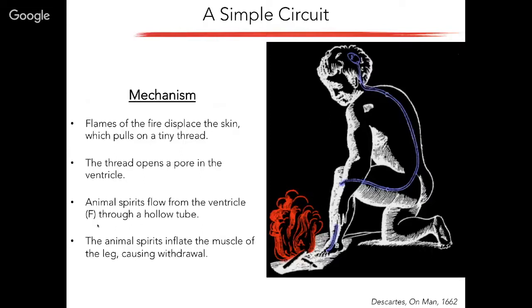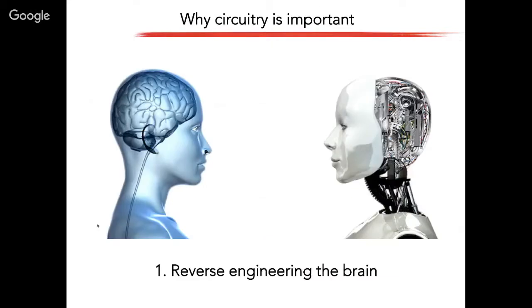But nevertheless, I think Descartes did make an important move forward here by actually writing down a potential circuit that we could, in principle, copy and use to build a brain. And I think that's the goal of many of us working on this. So why is circuitry important? Again, I don't need to belabor that point for this group. I'll just say that we want to be able to reverse engineer the brain.